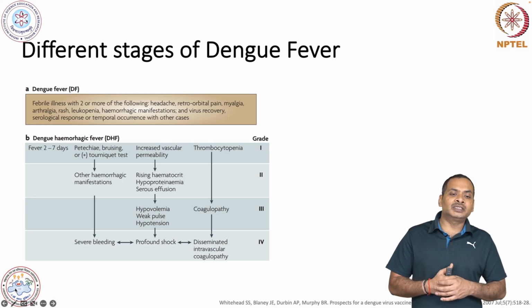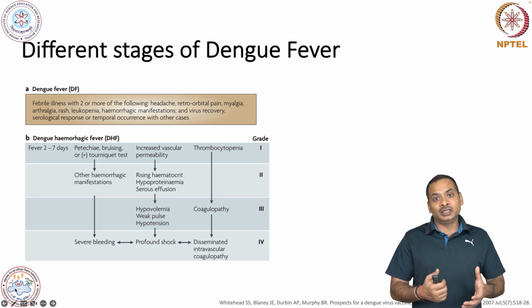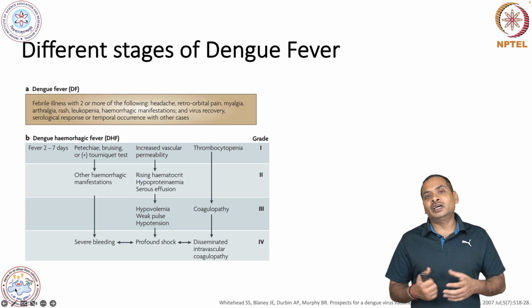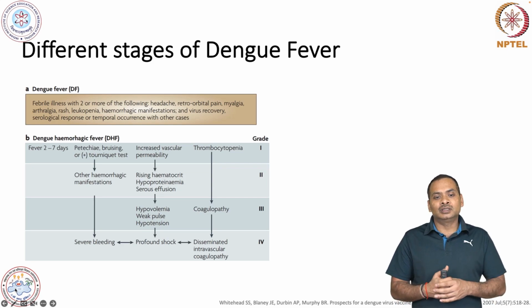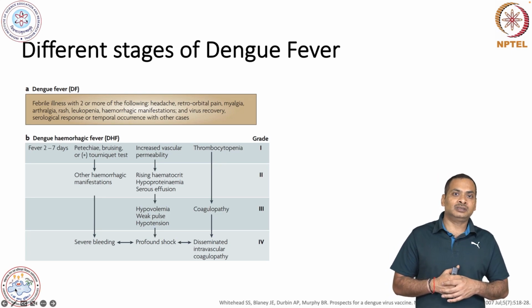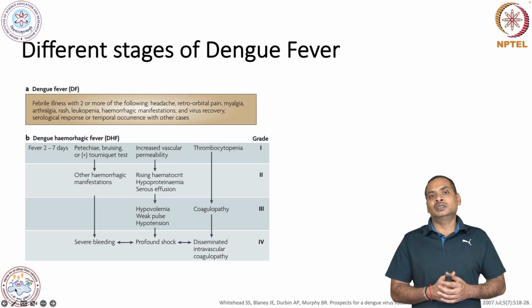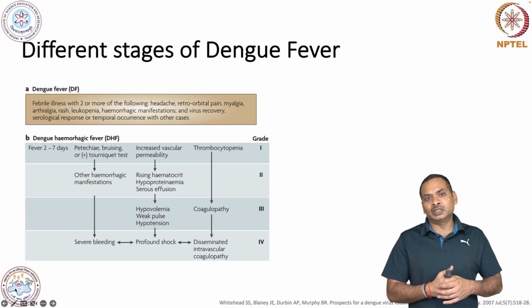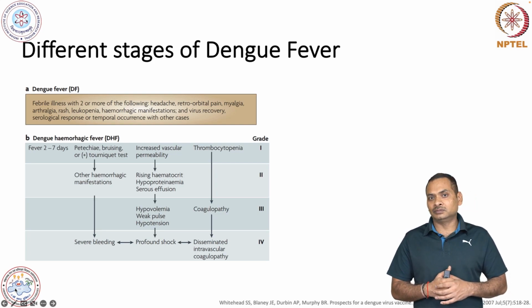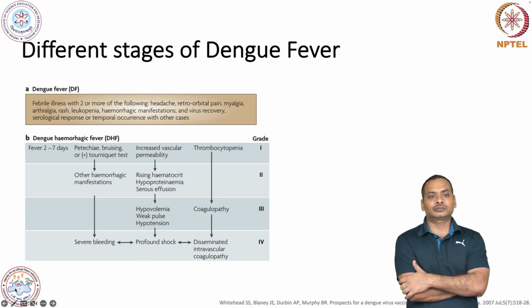And there will be disseminated intravascular coagulopathy. You can understand there is a reduced number of thrombocytes, and all this results in disseminated intravascular coagulopathy, which is quite a complicated situation. This situation is basically managed in critical care wards, like the intensive care unit.